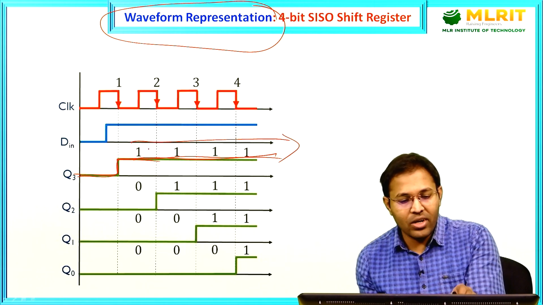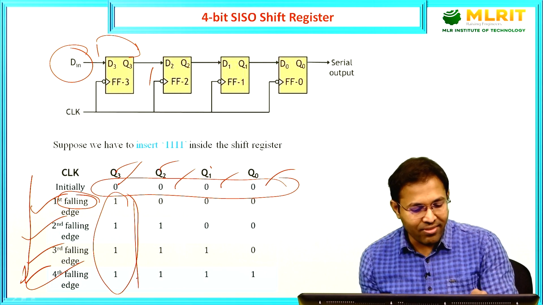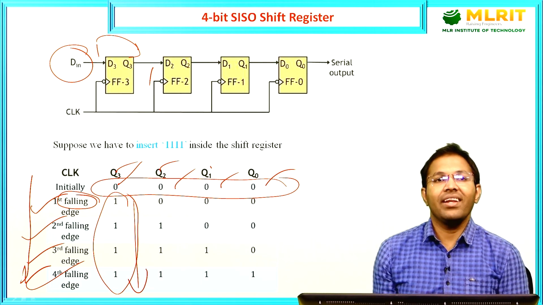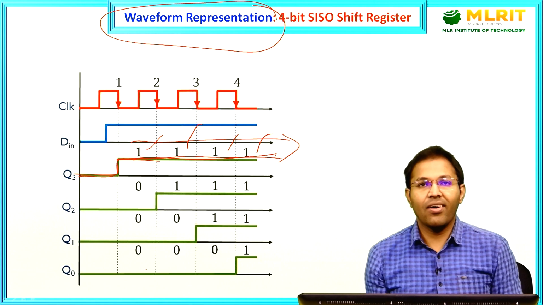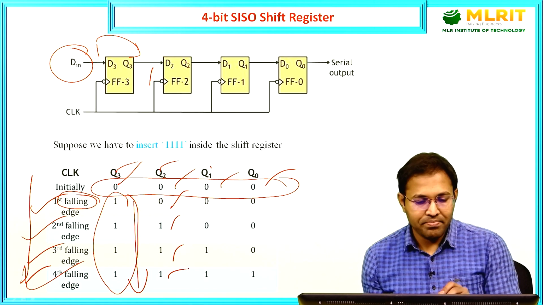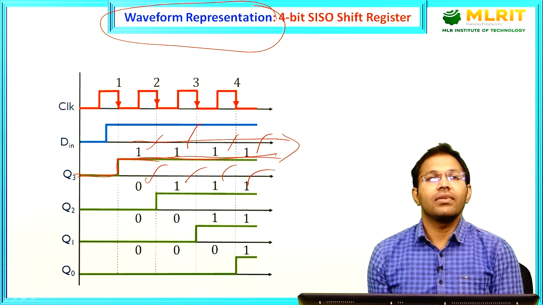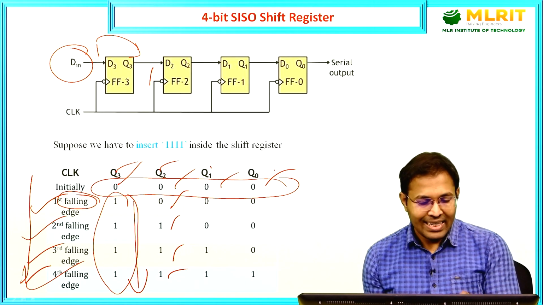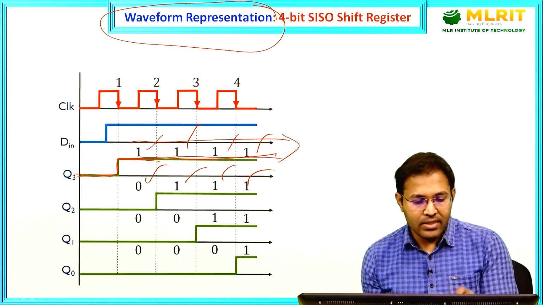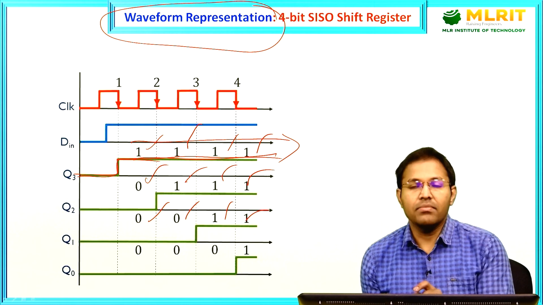For example, what do you have here? 1 1 1 1. What did you have there? 1 1 1 1, given vertically. Now we are giving that horizontally. Next 0 1 1 1, next 0 1 1 1, next 0 0 1 1.